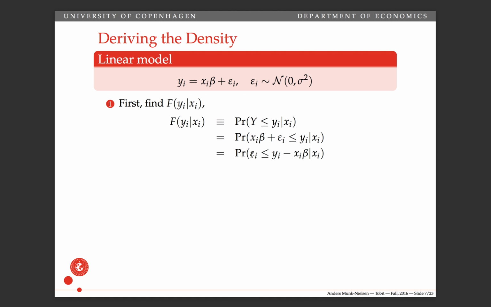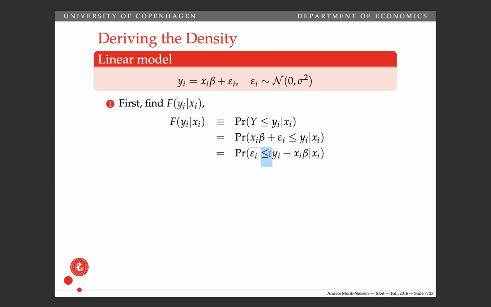Now we isolate epsilon i. Why do we isolate that? Because that's the only thing up here that's random. X beta, we're conditioning on x, so x is just given and beta is just a number. So epsilon is the only thing that's random. So we isolate that here because this is how we write CDFs: the probability that the stochastic variable epsilon is smaller than some number. The problem is that we don't have the CDF for epsilon. What we have is that epsilon is normal but has this sigma term.